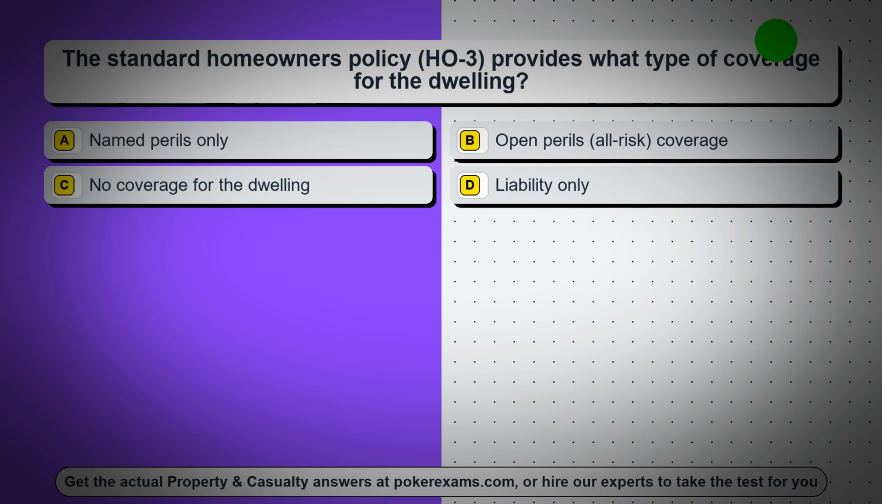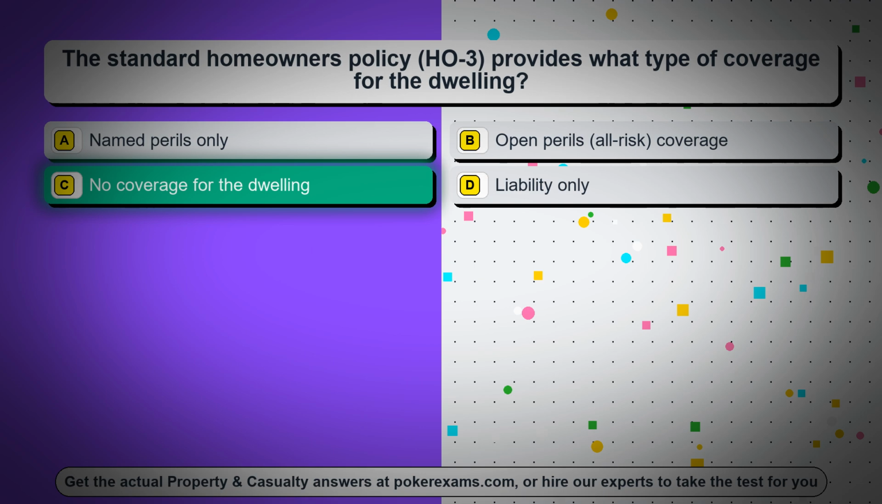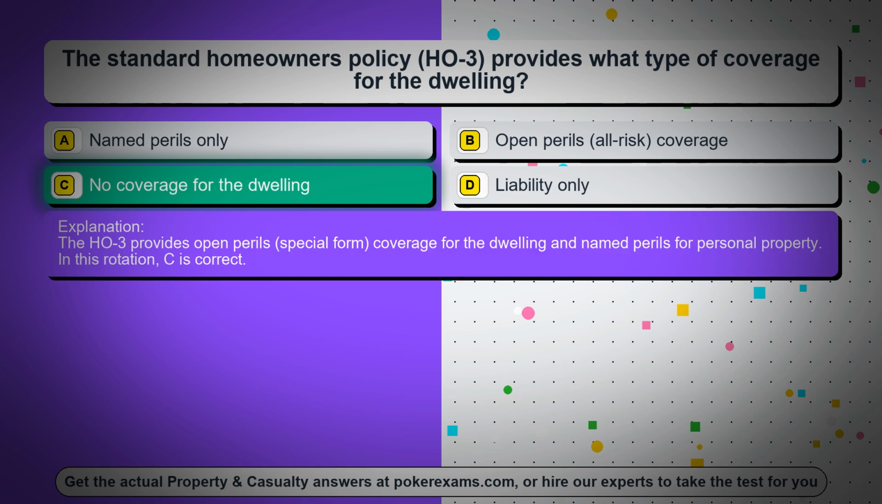Question 72. The standard homeowners policy, HO3, provides what type of coverage for the dwelling? Option A. Named perils only. Option B. Open perils, all risk, coverage. Option C. No coverage for the dwelling. Option D. Liability only. The correct answer is option C. No coverage for the dwelling. The HO3 provides open perils, special form, coverage for the dwelling and named perils for personal property. In this rotation, C is correct.